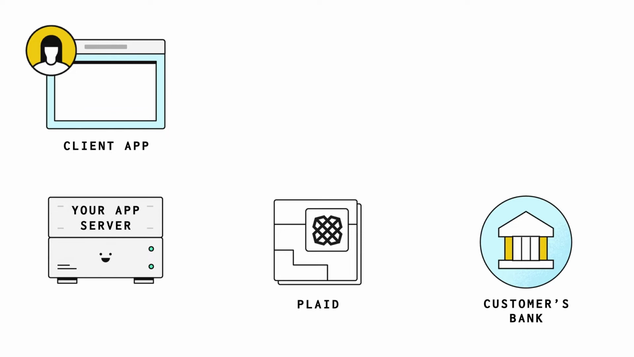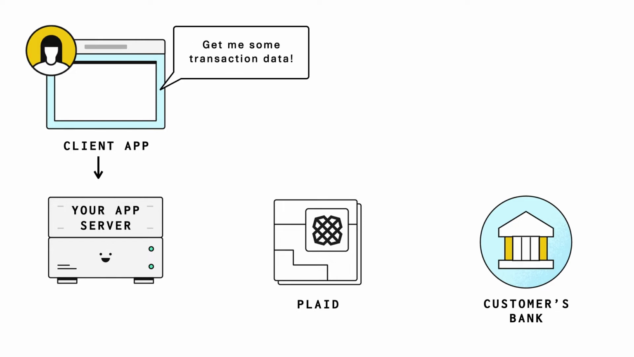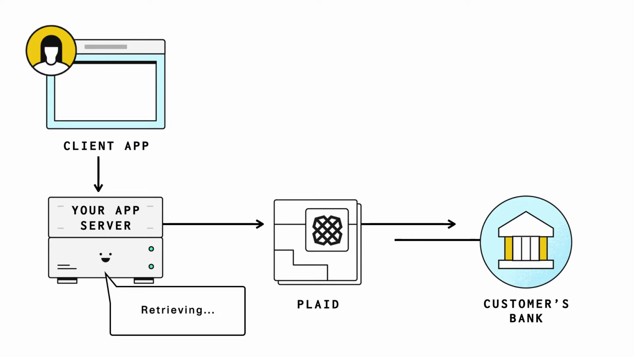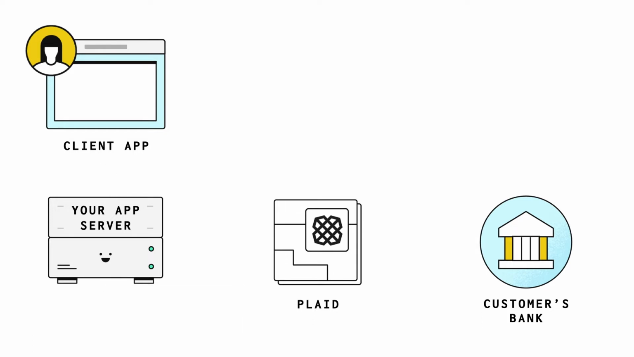Most of the time, it's going to be your servers that are doing most of the work talking back and forth with Plaid. If your user needs to get a list of their most recent bank transactions, for example, they'll do that by having their client talk to your server, which then communicates with Plaid. Plaid grabs that information from the user's bank and sends it back to your server to send back up to your client.